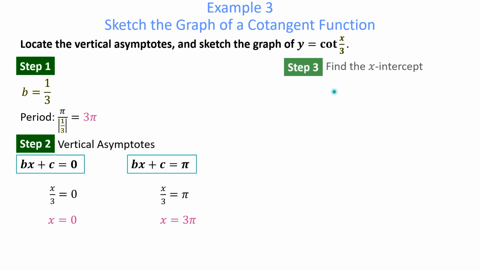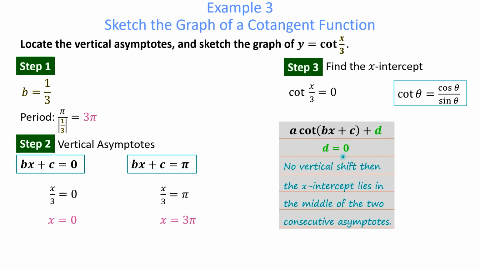So for step 3, we'll be finding the x-intercept. We want the real zeros of this function, and we can do that by equating this function equal to 0. And we can solve this by using this identity over here: cot theta is equal to cos theta over sine theta. Again, however, because the value of d is equal to 0, there is no vertical shift. That means the x-intercept lies in the middle of the two consecutive asymptotes.